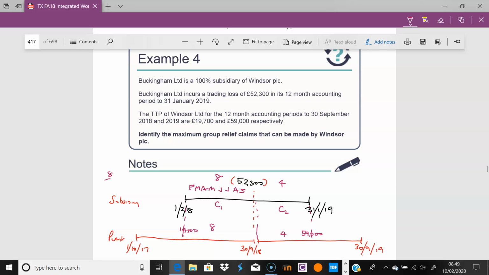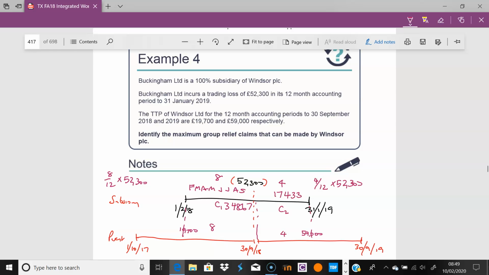So 8 over 12 times 52,300. Here I have 4 over 12 times 52,300. So here I have 34,867. And here, which is the balancing figure, of course, I have 17,433.